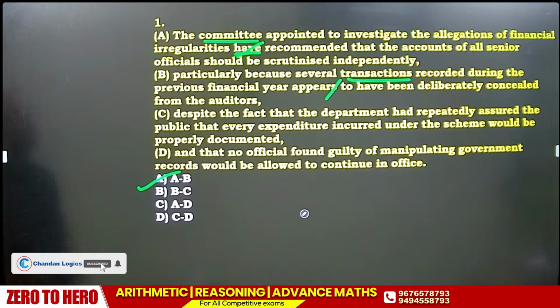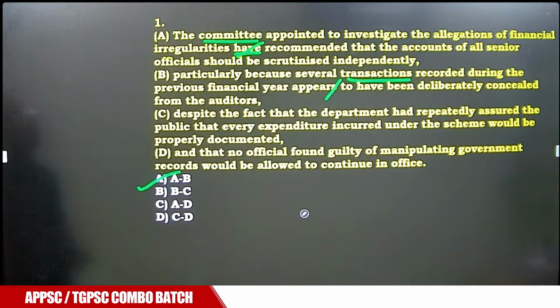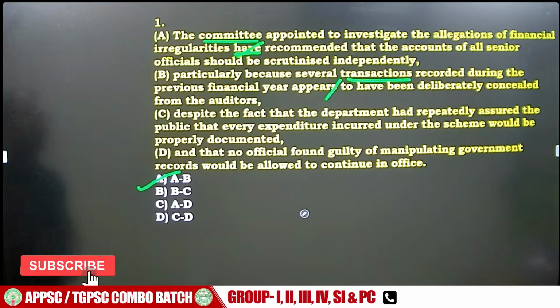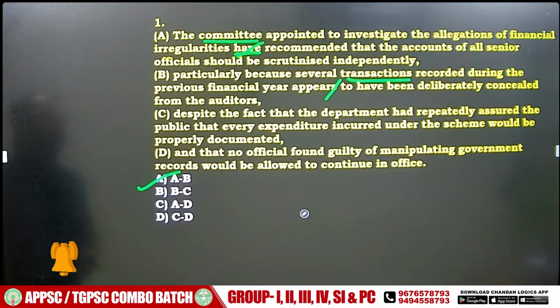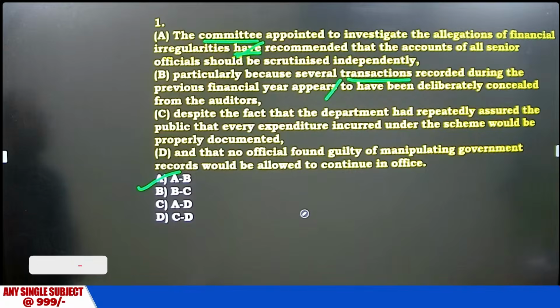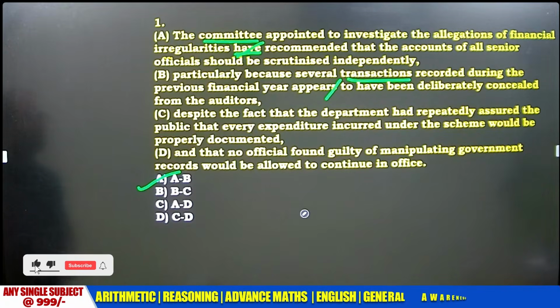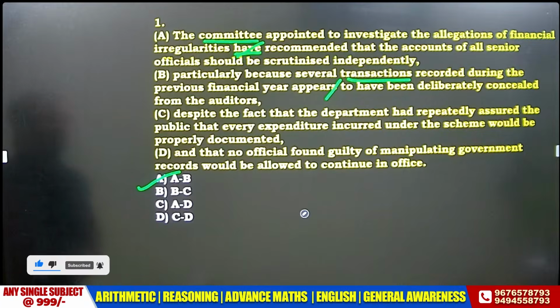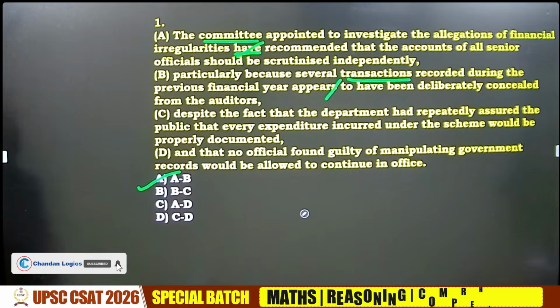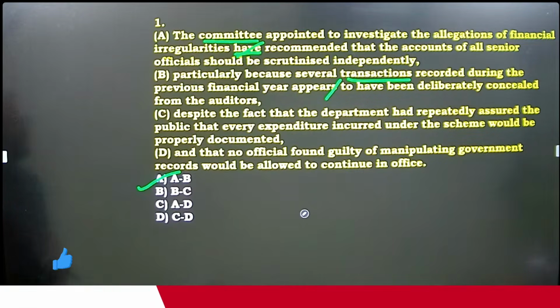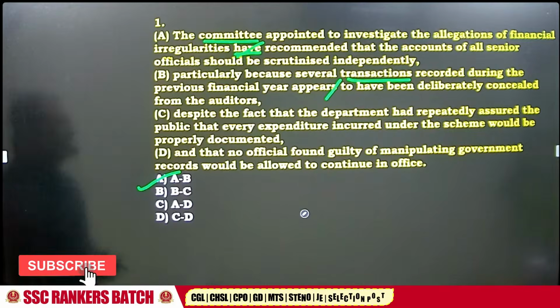The sentence looks very big. I have no problem, but do you think I need to explain it? The committee appointed to investigate the allegations of financial irregularities has recommended that the accounts of all senior officials be scrutinized, particularly because several transactions recorded during the previous financial year appear to have been deliberately concealed from the auditors. Despite the fact that the department had repeatedly assured the public that every expenditure incurred under the scheme would be properly documented and no official found guilty of manipulating government records would be allowed to continue in office.